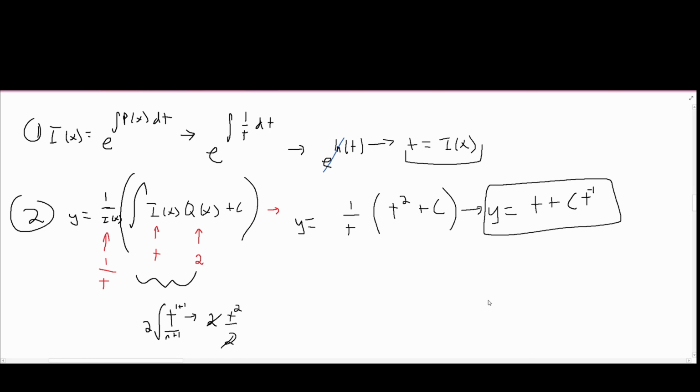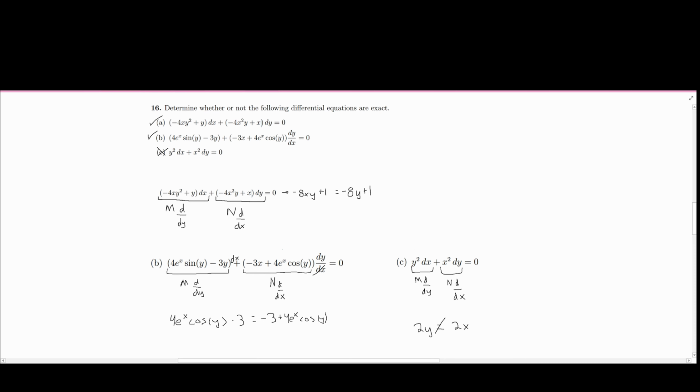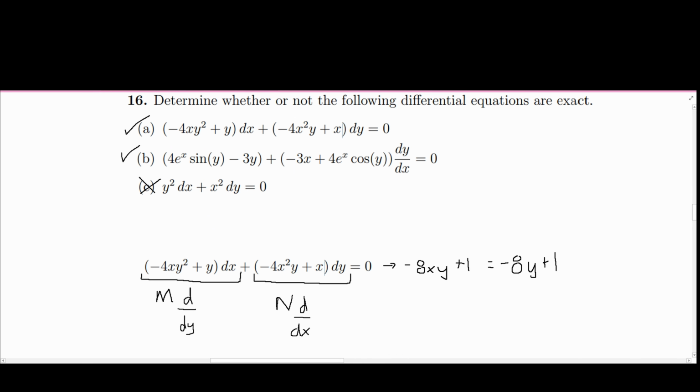For number 16, we are asked to determine whether or not the following differential equations are exact. This one's pretty fast. What we can do is compare two parts of this equation. If we have a dy and a dx, we can compare whatever is in front of the dx and whatever is in front of the dy. Whatever is in front of the dx is going to be labeled M and is going to be taken with the derivative with respect to y.